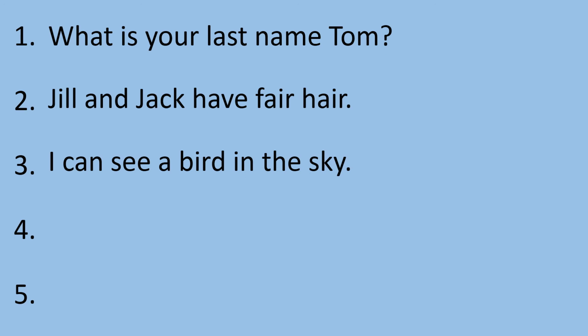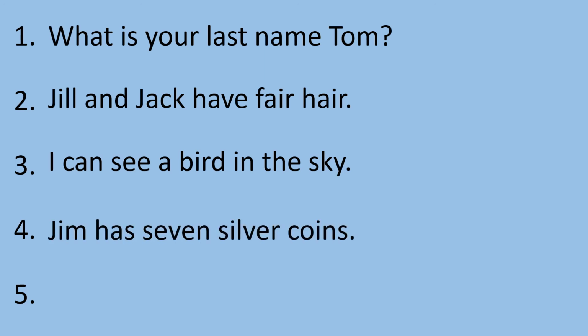Question 3. I can see a bird in the sky. Okay, a tricky spelling with the word bird. We've got a capital I because it is the start of a sentence, and also it is the name that we give to ourselves. We've got a full stop at the end because, again, this type of sentence is a statement. And we've got no other capital letters because we don't have any names in that sentence.